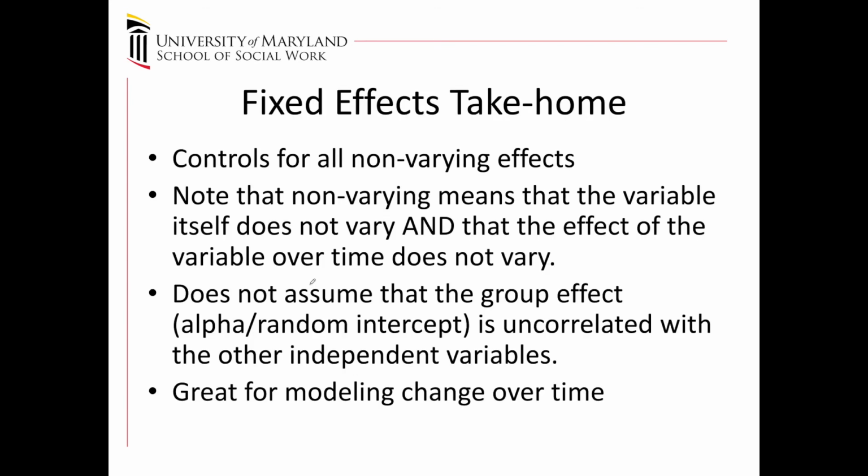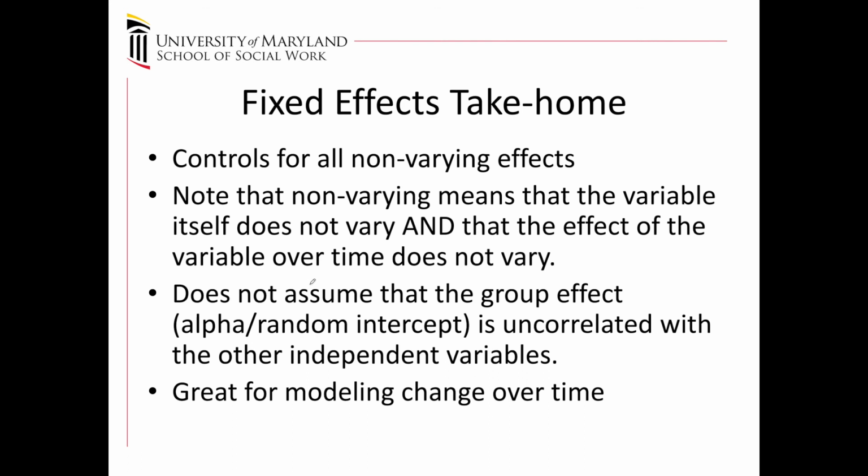All right, so take-home message for fixed effects models. They control for all non-varying effects. And when I say non-varying effects, what I mean is the variable itself doesn't vary, and the effect of that variable over time doesn't vary. Just like we explored with child and race, the effect of race is consistent across time, and so there's no evidence that it varies. We don't need to have race in these models because we're already adjusting for it by adjusting for the between person variability. We've adjusted for all the between person variability.